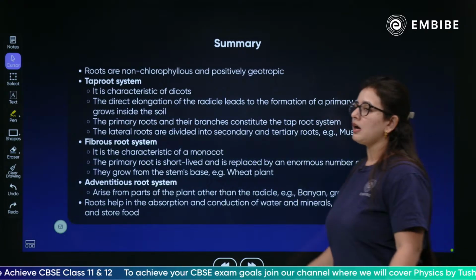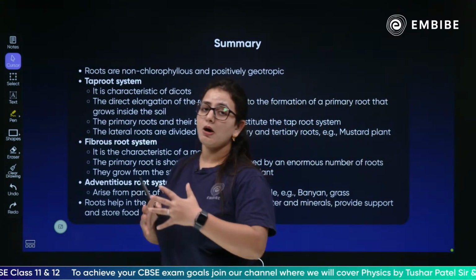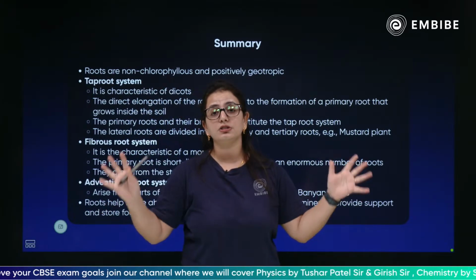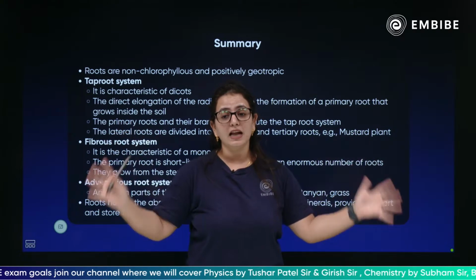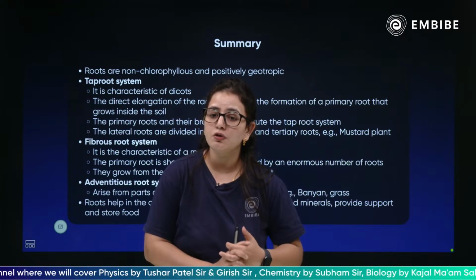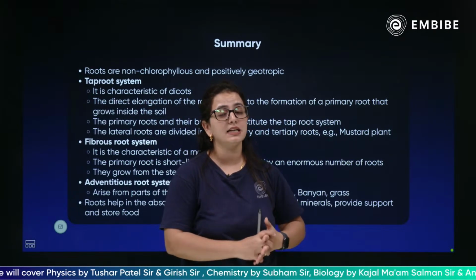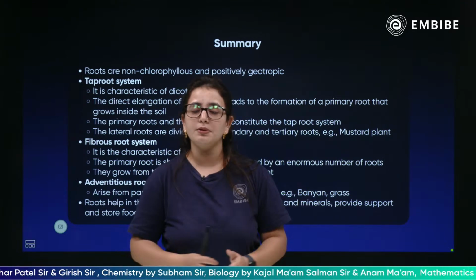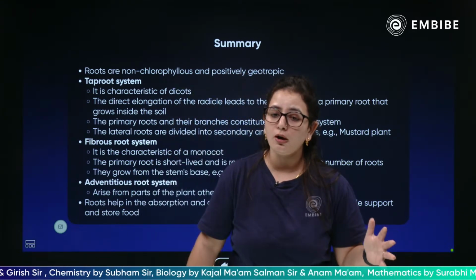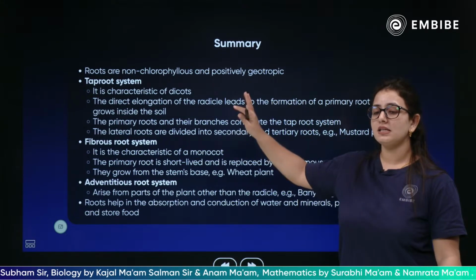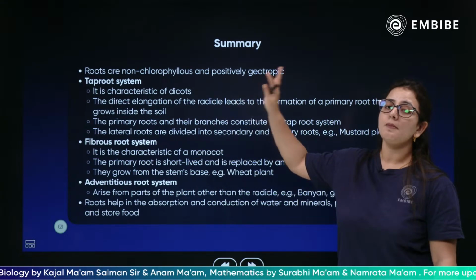So children, this is all about today's session where we have discussed the introduction to the morphology of plants. We have discussed in detail the three root systems, which are the taproot system, fibrous root system, and adventitious root system, and I have given you a brief introduction which we are going to discuss in future sessions. The taproot system is the true root system, the fibrous root system is a part of monocot plants, and then we have the adventitious root system. All these systems are part of plants.